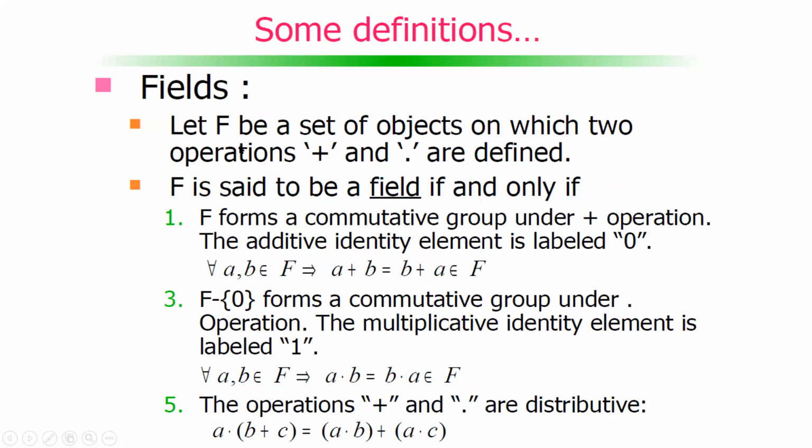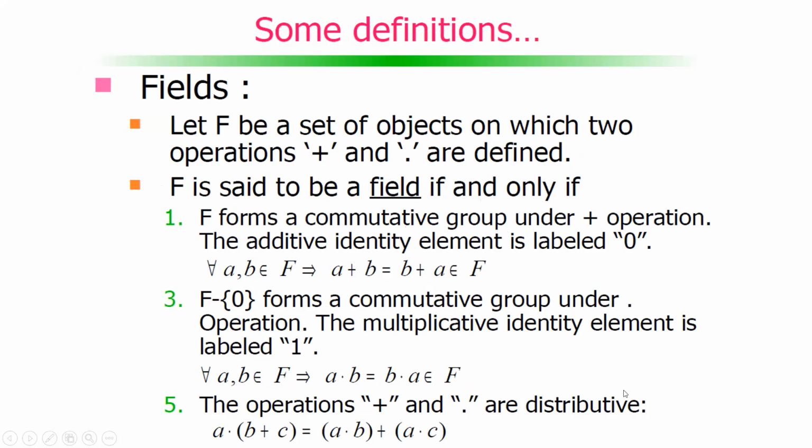Now, what are fields? Let F be a set of objects on which two operations, plus and this dot operation, are defined. F is said to be a field if and only if F forms a commutative group. That means A plus B is equal to B plus A, right? It forms a commutative group under the addition operation and the multiplication operation.